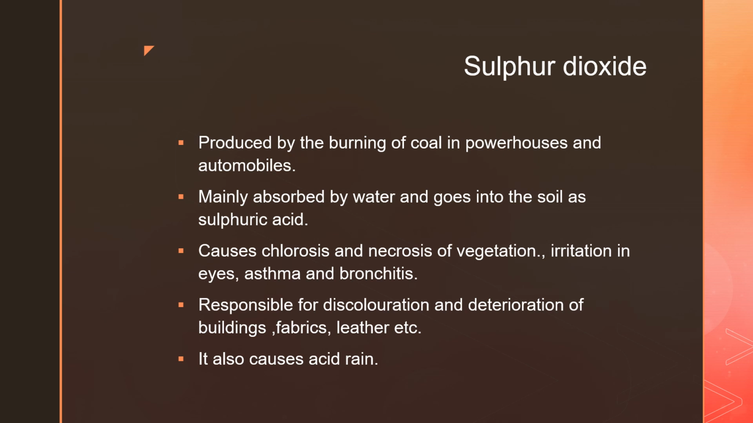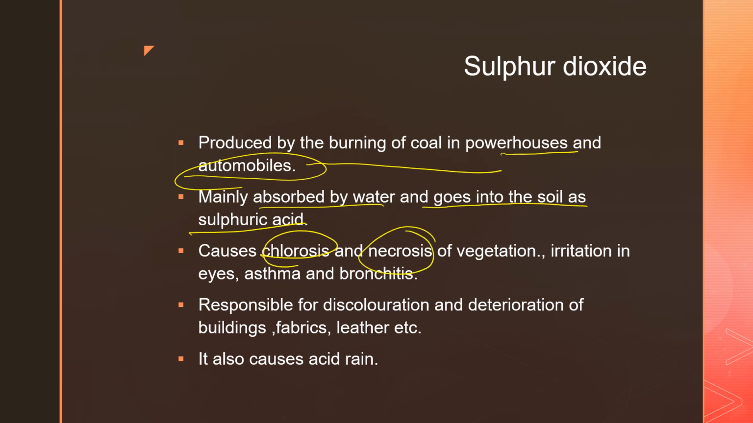Now comes sulfur dioxide. How is it produced? Sulfur dioxide is produced by the burning of coal in powerhouses as well as automobiles. It is mainly absorbed by water and goes into the soil as sulfuric acid. This causes chlorosis and necrosis of vegetation, and irritation in eyes, asthma and bronchitis. Chlorosis and necrosis happen in plants, whereas irritation of the eyes, asthma and bronchitis are diseases which happen in human beings due to excess sulfur dioxide in air.